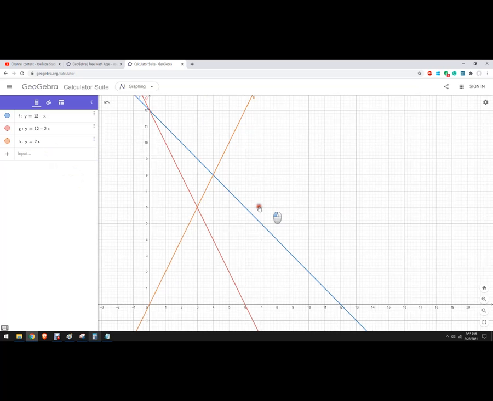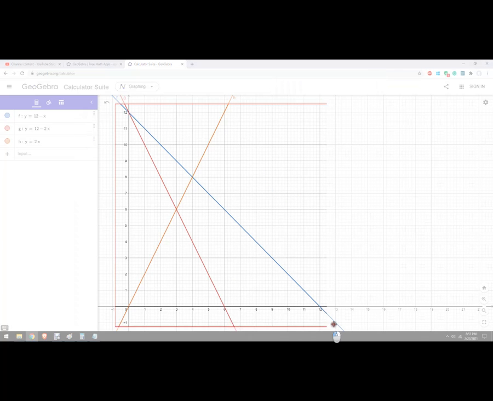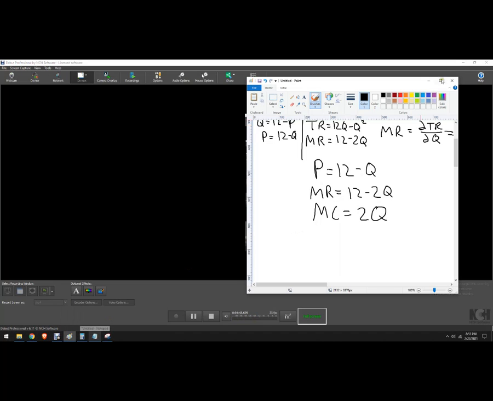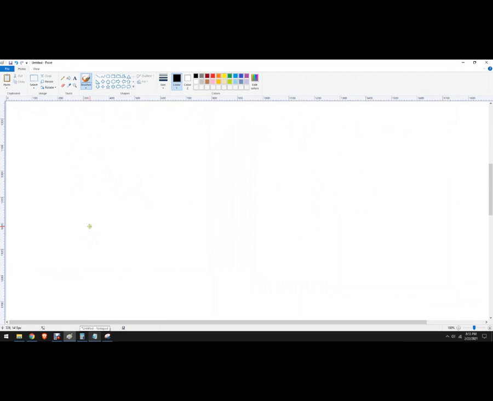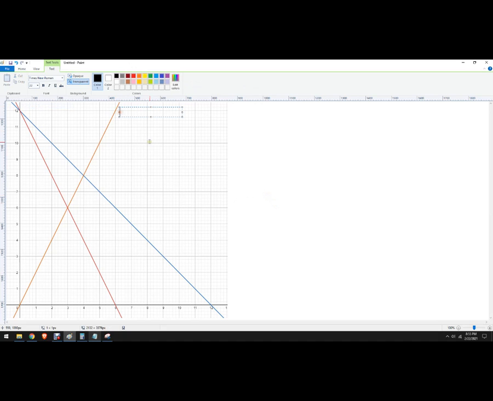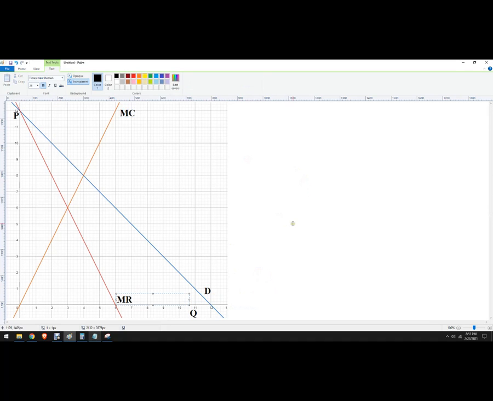Now I've graphed everything, and if I wanted to, I can dump it back into Paint. Put it on here, and I can just draw right on it. I can label it here MC. Make that bold, maybe a little bit bigger. I can label this as P, label this as Q, label that as D, and then this is MR.